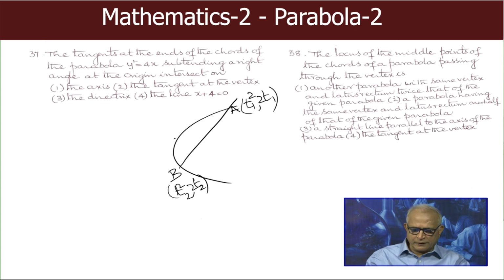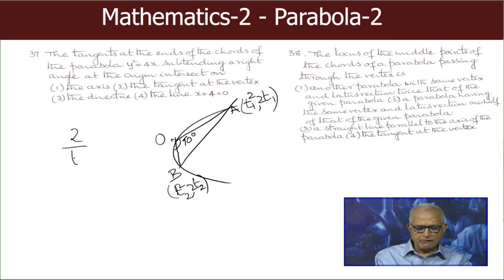And this is the origin. And since they subtend a right angle at the origin, 90 degrees, that means the product of the slopes of OA and OB is minus 1. Slope of OA is 2 by T1, this is 2 by T2, equal to minus 1. So, T1 T2 equal to minus 4.